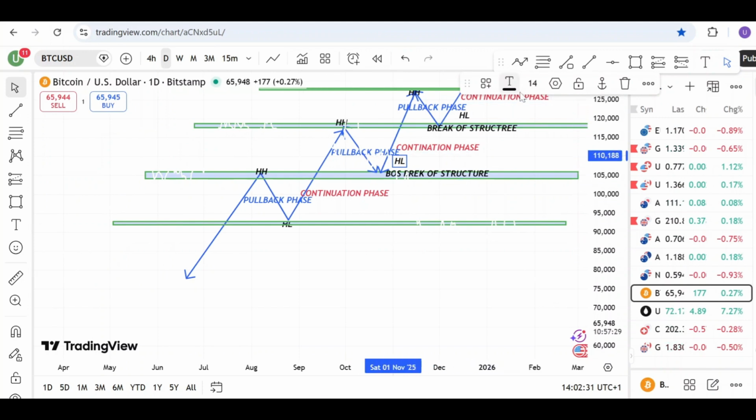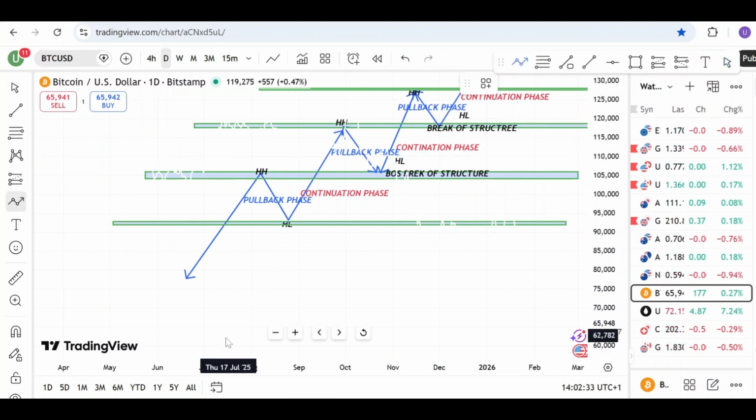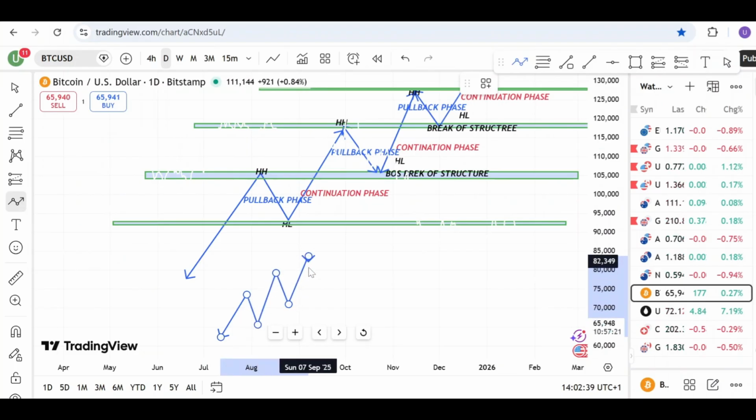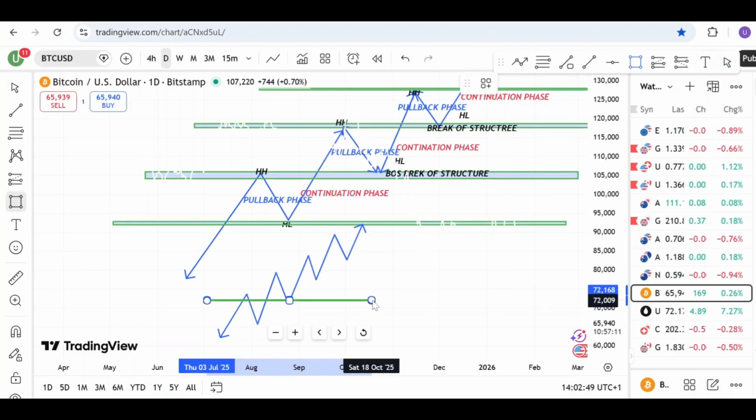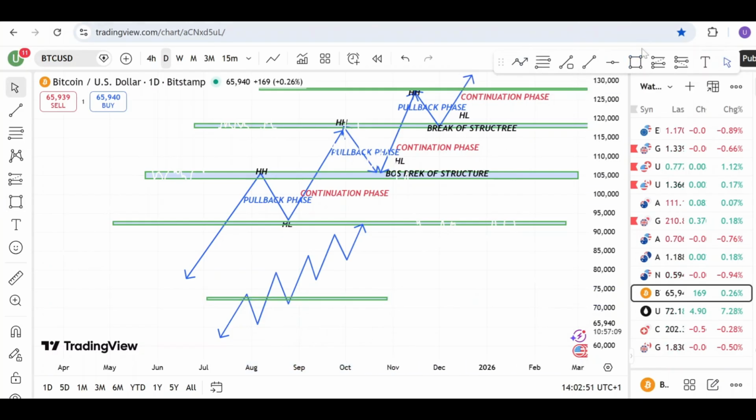That's why I said it's a break of structure and the continuation in this model, like this: higher high, higher low, higher high, higher low, higher high, higher low, higher high, higher low. Okay, as you can see, that's where we put our levels here.